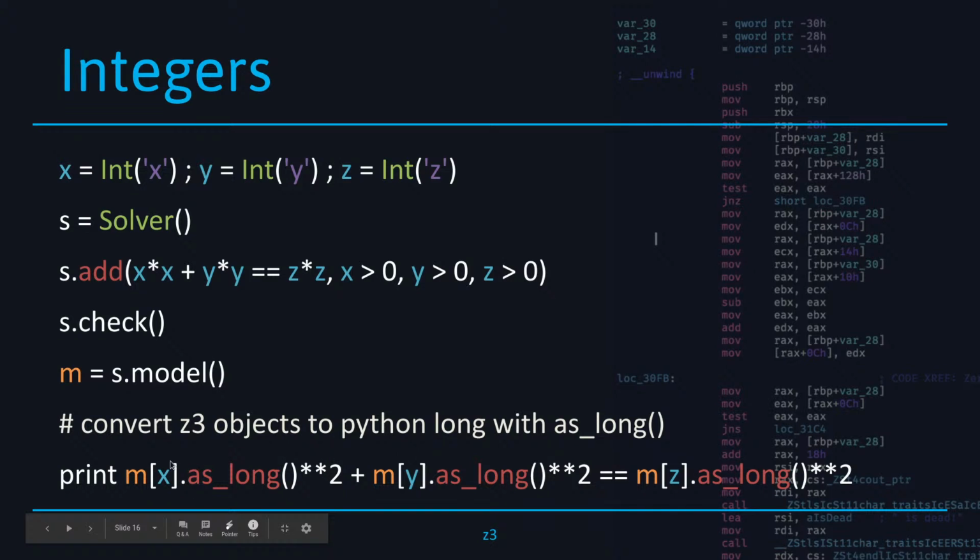Interestingly, when we're dealing with these integers, we aren't going to get a Python integer. So if you try to do something like m.eval x, and you try to multiply that by 2 without the as_long, then Python's going to throw an error, because you're not trying to square an integer, you're not trying to square a number, you're trying to square some z3 data type here, some symbolic variable.